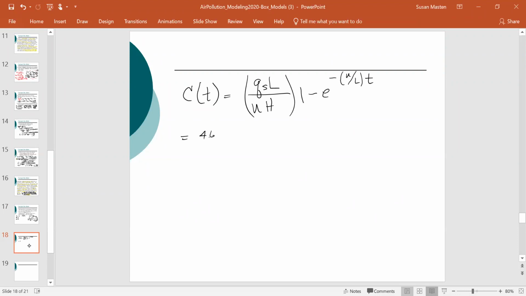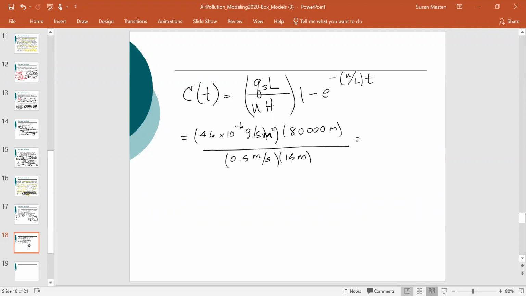And this is 4.6 times 10 to the minus 6 grams of carbon monoxide per second per meter squared, times the length, which is 80,000 meters, divided by 0.5 meters per second, which is our wind speed, times the height, which in this case is 15 meters, and that is equal to 2 milligrams per cubic meter.